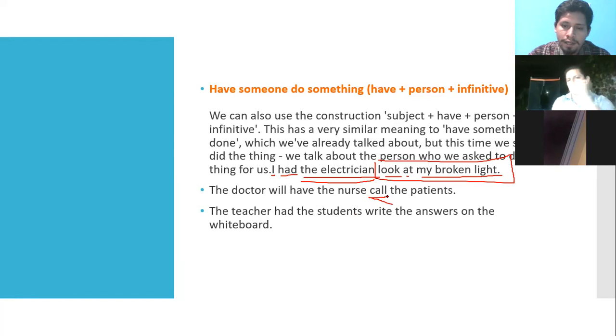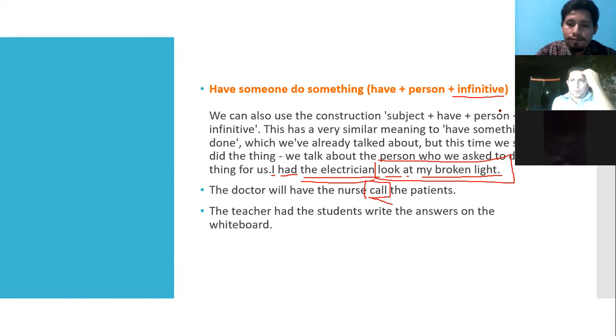Okay, this part. We are going to be using infinitive. We are not using past participle. Remember, with this type of sentence, we are going to be using infinitive. What are infinitives? The verbs that don't have any specific tense.